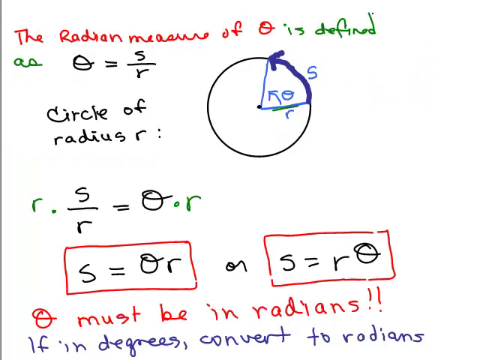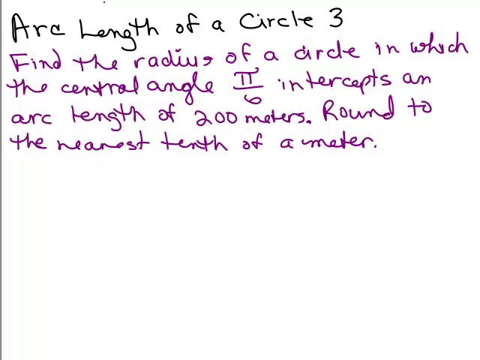So again, remember, we started out with a radian measure of theta, which is S over R, and then we have this formula for the arc length, or S equals R theta. So we could use that formula to do this problem. Right, so we know that S equals R theta.